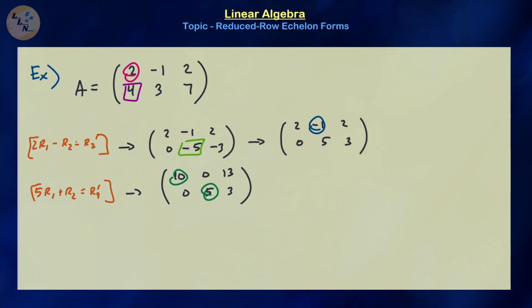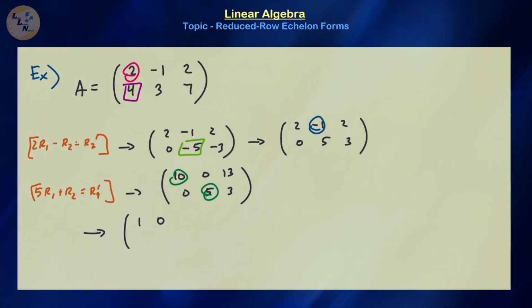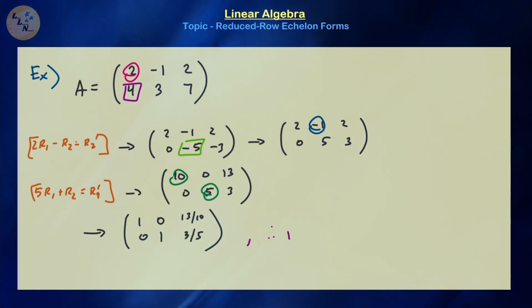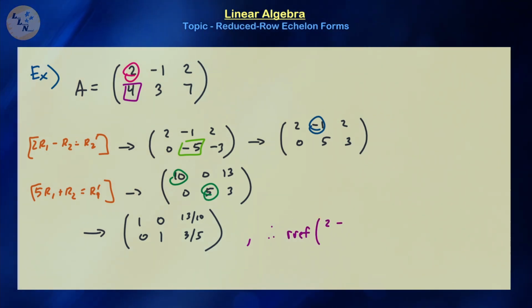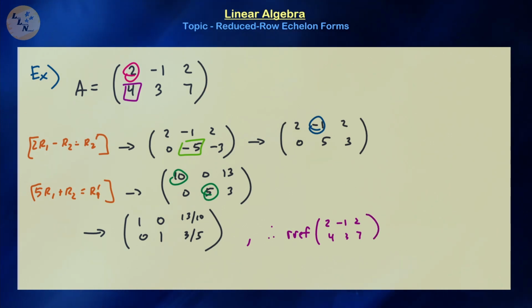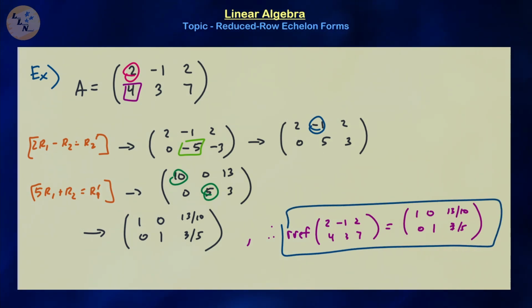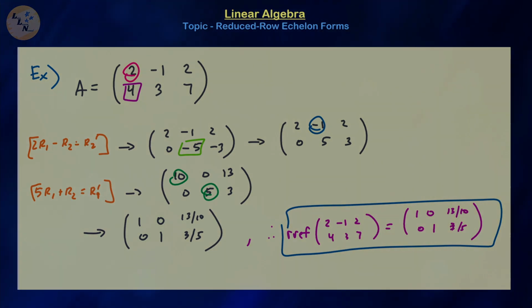So I can divide row 1 by 10 and row 2 by 5. Therefore, we're going to have the new matrix 1, 0, 0, 1, 13 tenths, 3 fifths. That means the reduced row-echelon form of the matrix 2, -1, 2, 4, 3, 7 is equal to the matrix 1, 0, 13 tenths, 0, 1, 3 fifths. Right? And keep in mind, this reduced row-echelon form is unique. Therefore, regardless of how you approach the Gauss-Jordan elimination process, you will get the same exact answer.